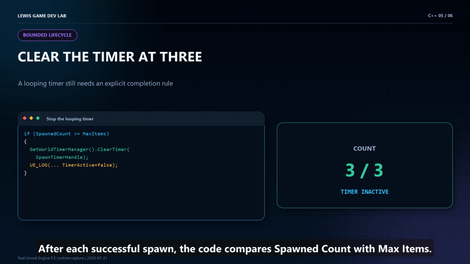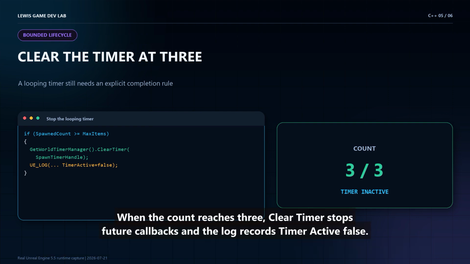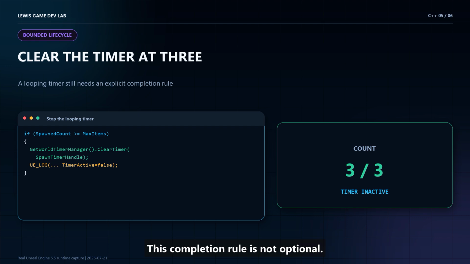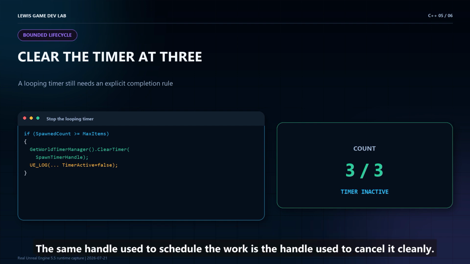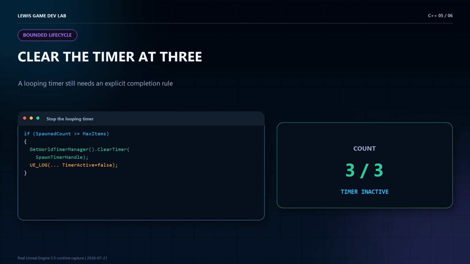After each successful spawn, the code compares spawned count with MaxItems. When the count reaches 3, ClearTimer stops future callbacks and the log records timer active false. This completion rule is not optional. A looping timer without a terminal condition would keep creating actors, growing memory and changing gameplay forever. The same handle used to schedule the work is the handle used to cancel it cleanly.